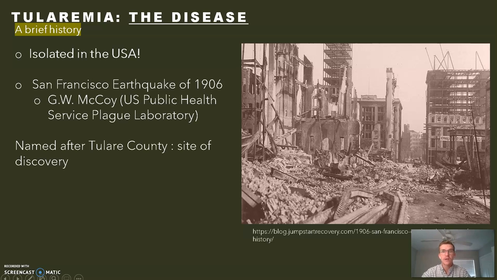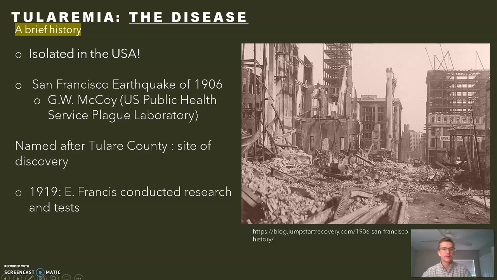to see if they would carry plague, because plague is generally associated with dilapidated conditions and a high volume of people. This is really important. And so he went down there and started conducting studies on some rodents, and he found this bacteria. It's named after Tulare County, which is the site of discovery in California.